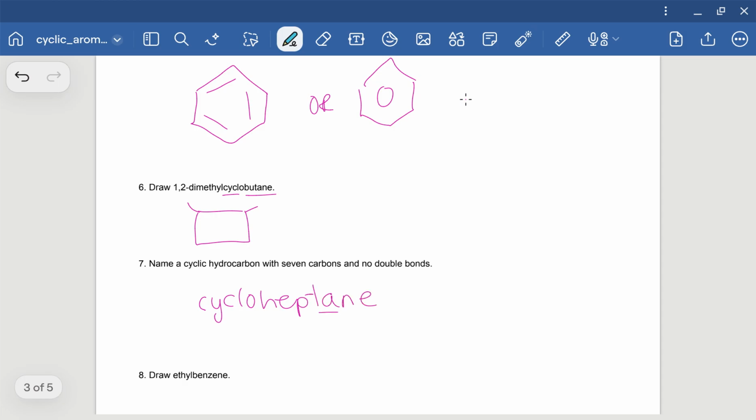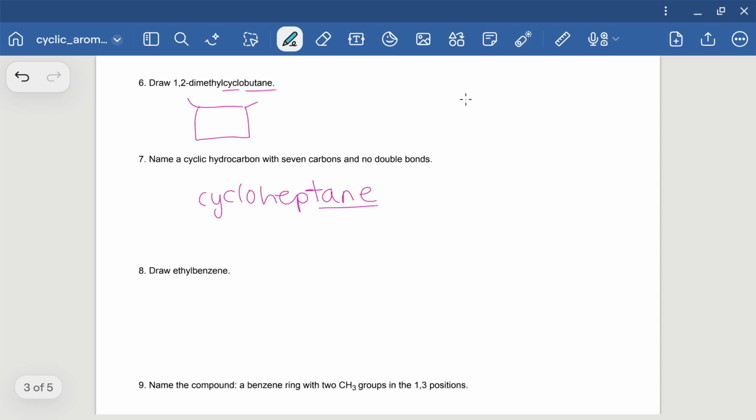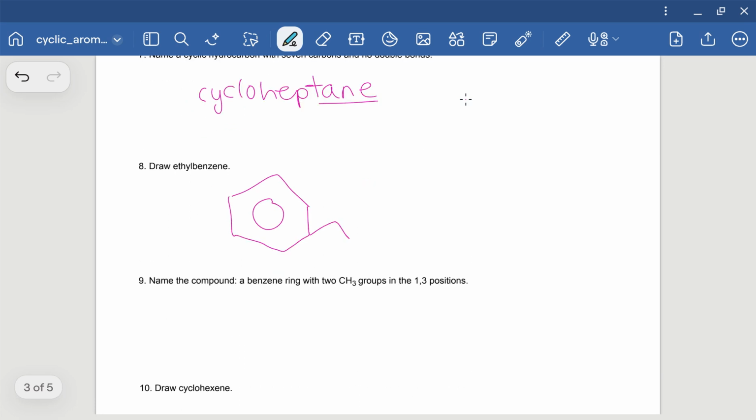We would have the ending A-N-E because we don't have any double bonds. Number 8, draw ethyl benzene. Benzene ring, we have 6 carbons with those alternating double bonds. Put that ethyl group wherever you want, just as long as you show that you have 2 carbons in that chain, and now that ethyl group would be on carbon 1.